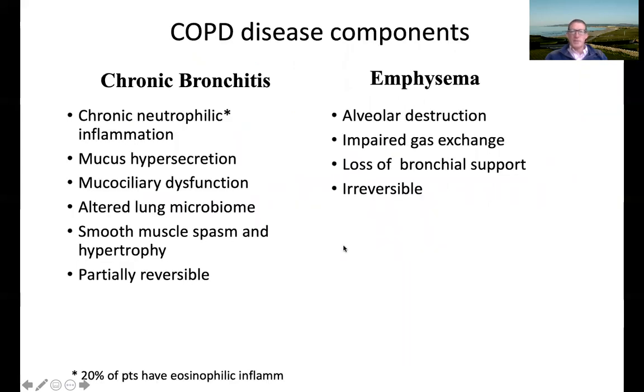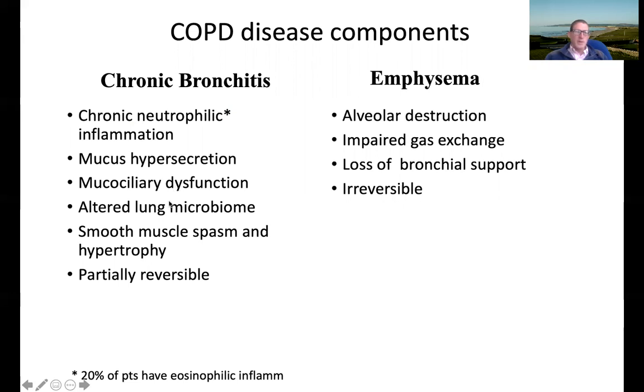There are two distinct pathological disease components to COPD. One is chronic bronchitis, which is characterized by mucus hypersecretion. So patients will tell you they cough up a lot of mucus. It's usually due to chronic neutrophilic inflammation, but about 20% of patients with asthma COPD overlap syndrome can also have eosinophilic inflammation. And they're the ones that are responsive to inhaled corticosteroids.